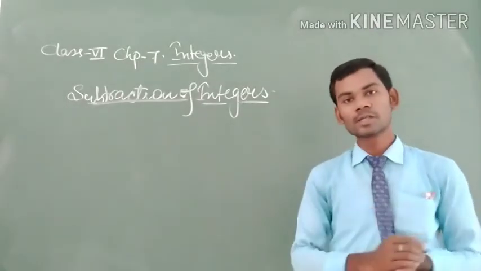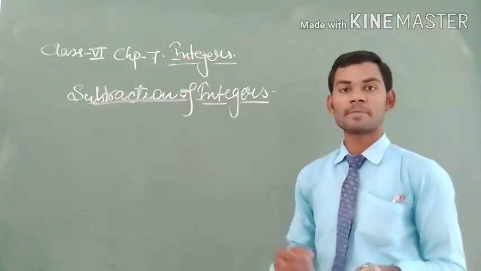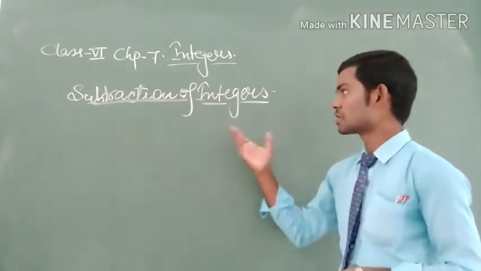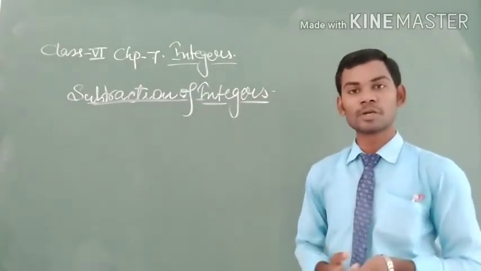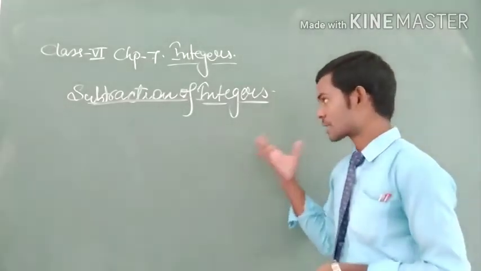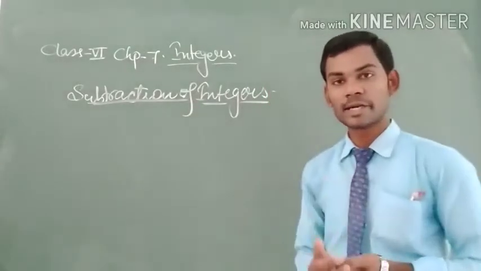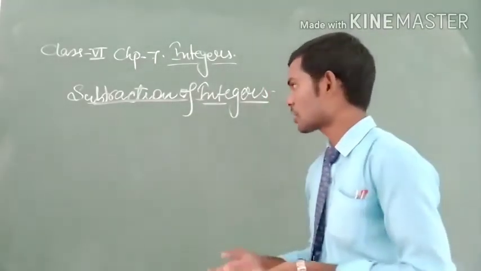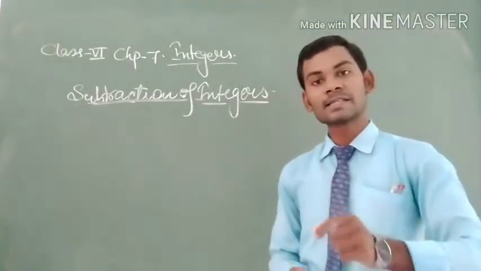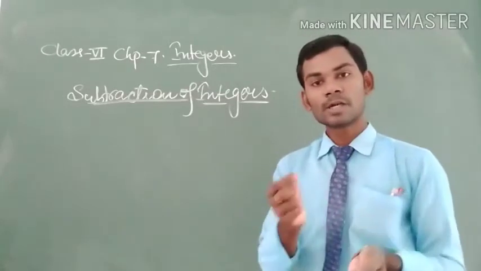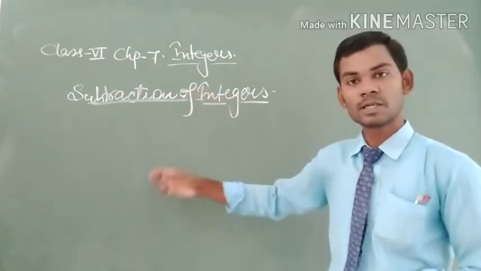Before starting the topic, let me explain some properties which are satisfied by integers under subtraction, as we studied in our previous video, in which I explained some properties followed by integers on addition. It is not necessary that integers also satisfy all the properties as in the case of addition. But let's see what happens if we want to satisfy these properties here.